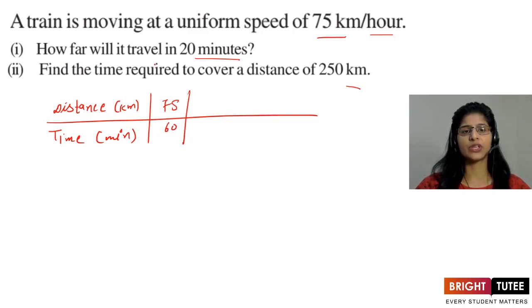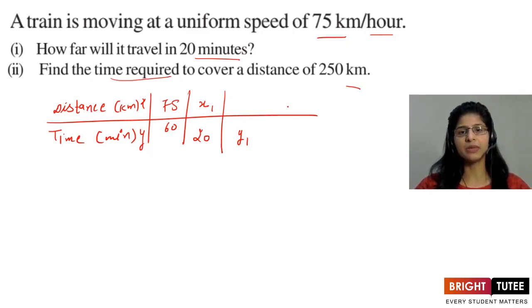In the first part of the question, they're asking how far will it travel. So distance is asked when it will travel in 20 minutes. Distance travel in 20 minutes, let us name it as x1. And in the next part, it is asking find the time required. This one they are asking. So we'll represent them with x and y. That means x represents the distance, y represents the time required. So we have to find the time to cover a distance of 250 kilometer.